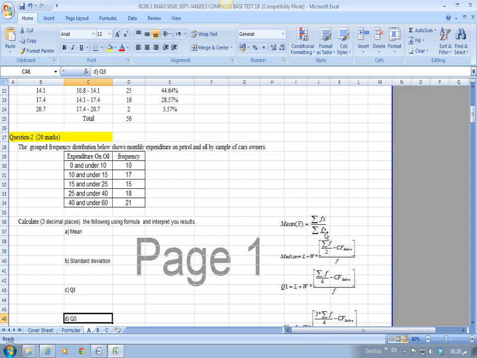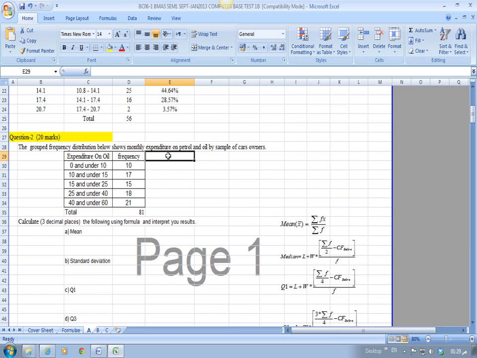It is very clear that the formula includes the total. So here we need the total of f. It means the total of the frequency, and this is very easy. You just click here the total, and then it will give you the total. So the mean here has sigma f, and then sigma fx. What is x here? X here is the midpoint of the class.